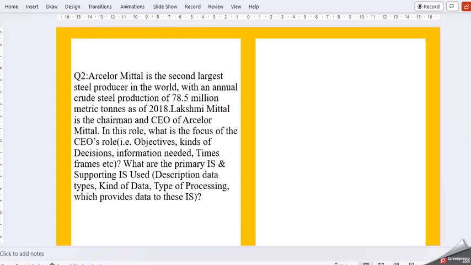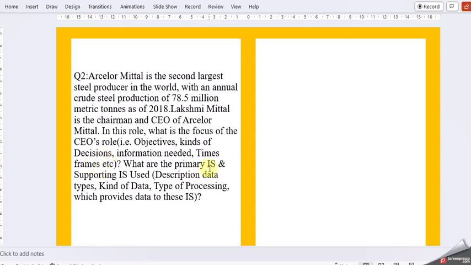Moving on to question two. Question two is: ArcelorMittal is the second largest steel producer in the world with an annual crude steel production of 78.5 million metric tons as of 2018. Lakshmi Mittal is the chairman and CEO of ArcelorMittal. In this role, what is the focus of the CEO's role? That is exactly what they want: objectives, kinds of decisions, information needed, time frames, etc.